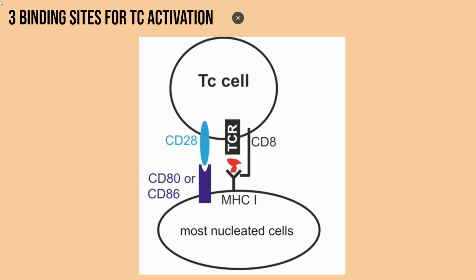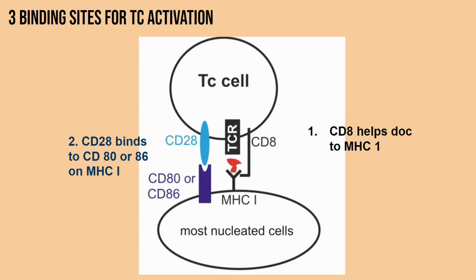So there are 3 binding sites that the MHC cell binds to on the T cell to activate it. So the first one is at CD8. CD8 is one of those markers on the T cell that binds to MHC1. Next, you have CD28 on the T cell, which binds to CD80 or 86 on MHC1. And a combination of those two binding sites is co-stimulation. And then there's a third binding site, which is just the antigen in the MHC binding to the actual T cell receptor.